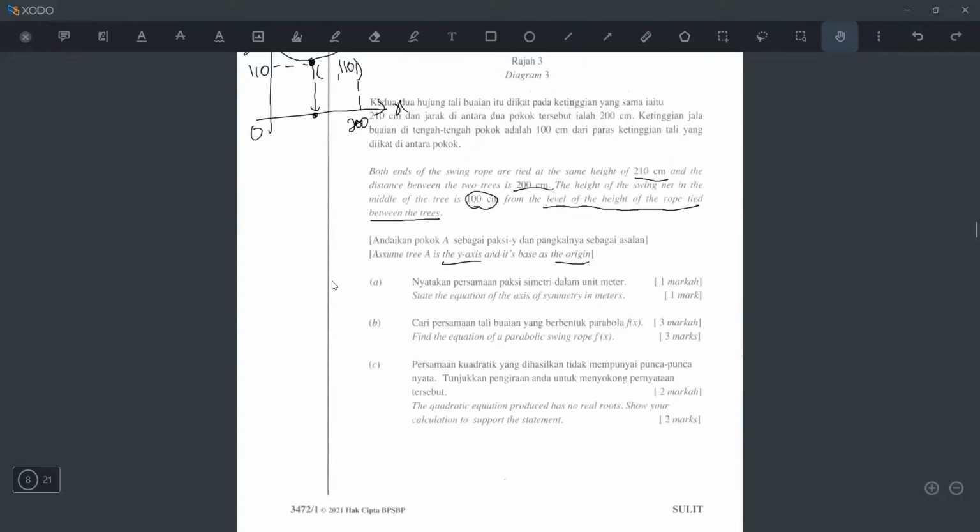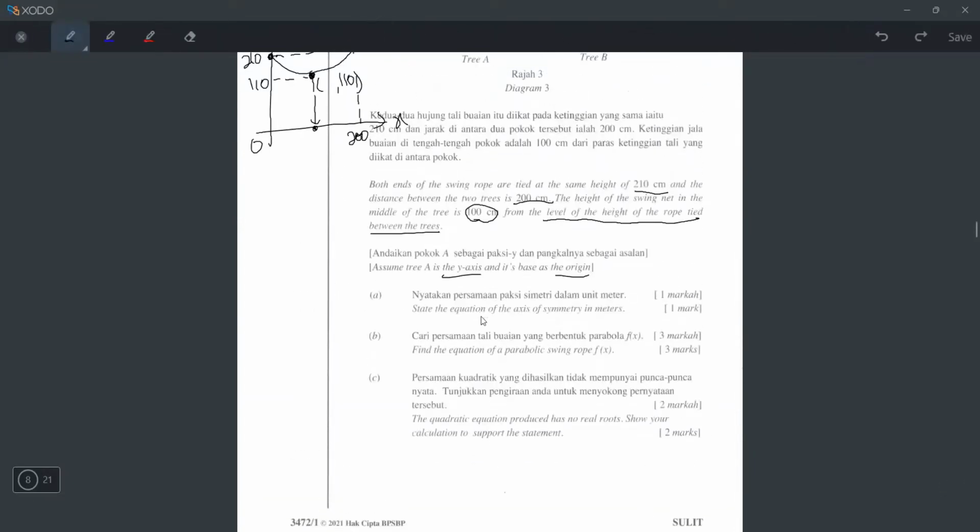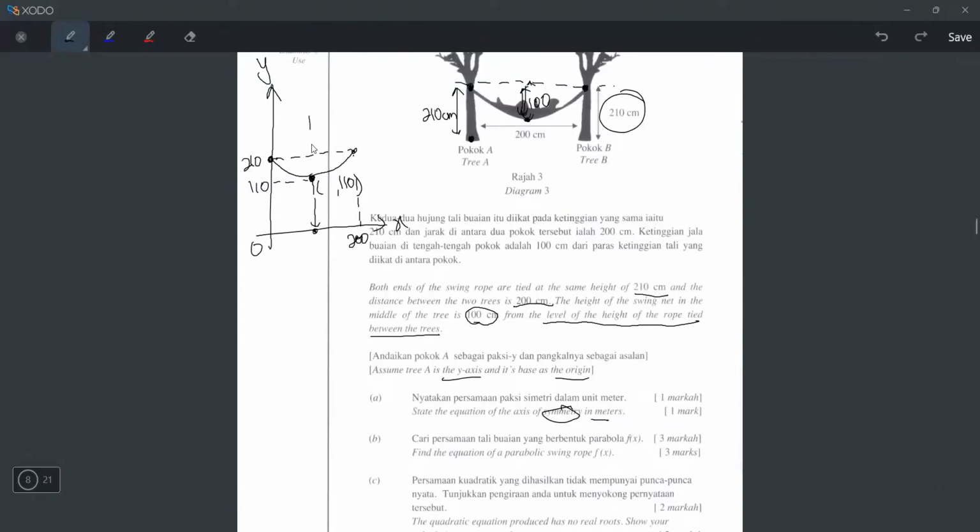Okay, A, what do they want? State the equation of the axis of symmetry in meters. So the axis of symmetry would be the middle line here, meaning the x coordinate of the minimum point. And it's 100, because the 210 is at the same height, same level. If it's at the same level, the middle of it will be 200 divided by 2. So for A, the equation of the axis of symmetry will be x equals 100. Okay, in meters.